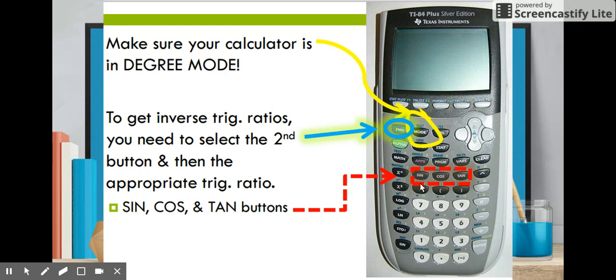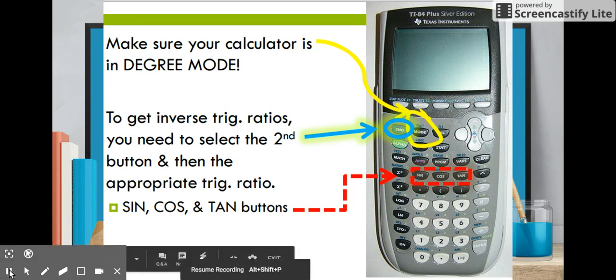So if you're doing sine inverse, you would do second sine. And if you look right above sine, cosine, and tangent, you'll actually see sine inverse, cosine inverse, tan inverse written there. And if you didn't know this about your calculator already, it's color coordinated. So if you're trying to get sine inverse and it's in blue, that means you have to hit this blue second button to get sine inverse. Your colors may be different, but that's how the calculator is organized.